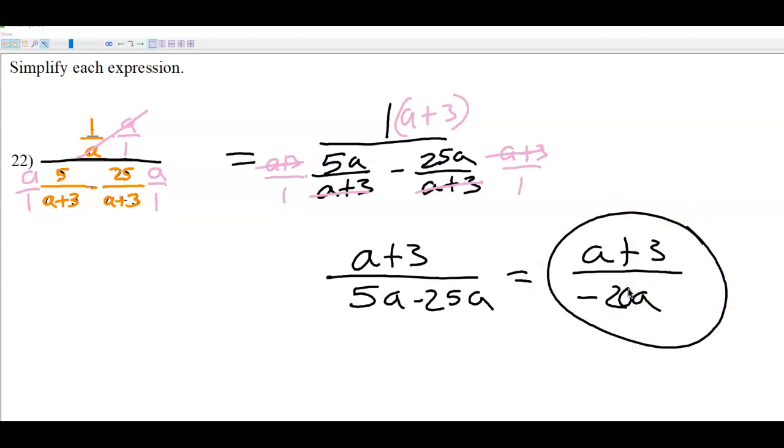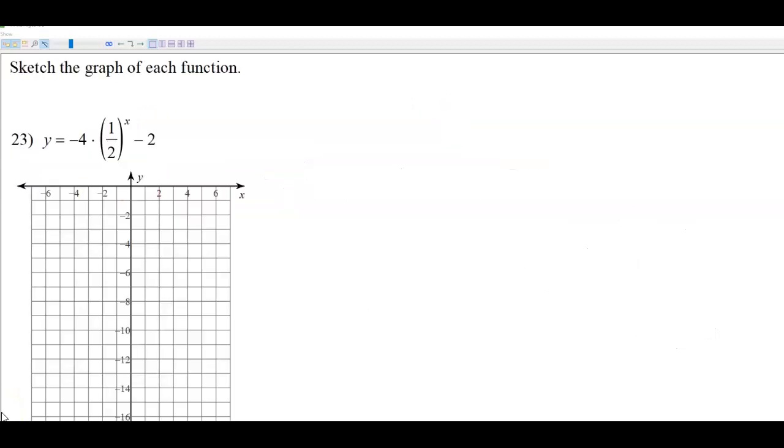Good? So I will let you guys work on numbers 19 and 21 for a little bit, and then we'll proceed onward to the next part and the last part after a little bit.